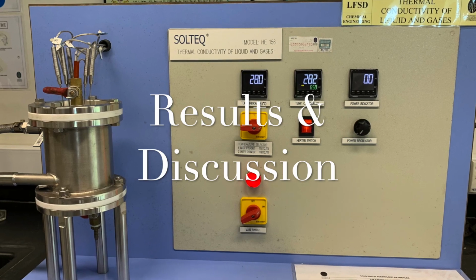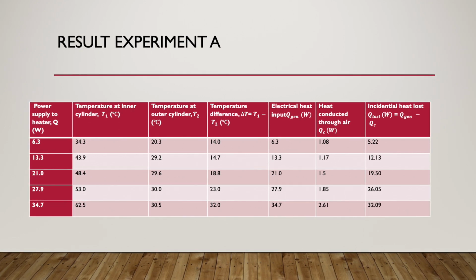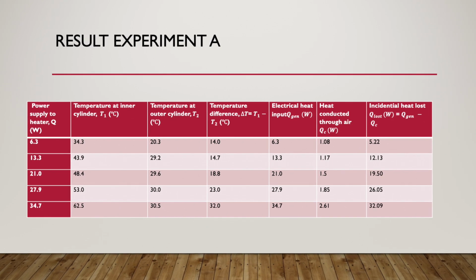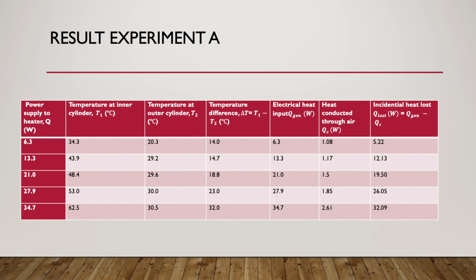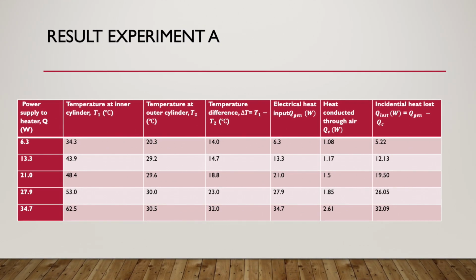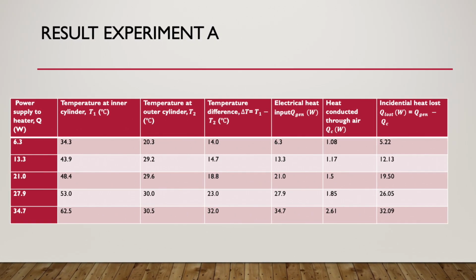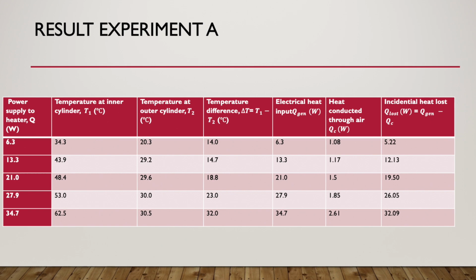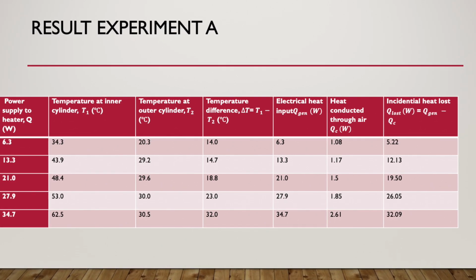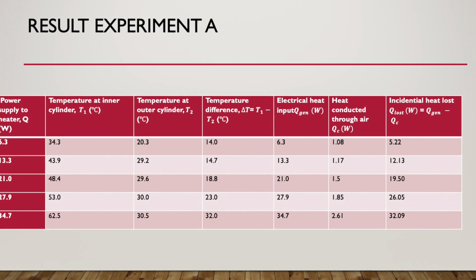Results and discussion. Table 1 displays the results obtained for experiment part A. From Table 1, T1 is the temperature at the inner cylinder. T2 is the temperature at the outer cylinder. Temperature difference is calculated by using T1 minus T2. Electrical heat input Q generation is equal to the power supplied to the heater. Heat conducted QC is calculated using Fourier's law. Incidental heat loss Q loss is calculated by using Q generation minus QC.